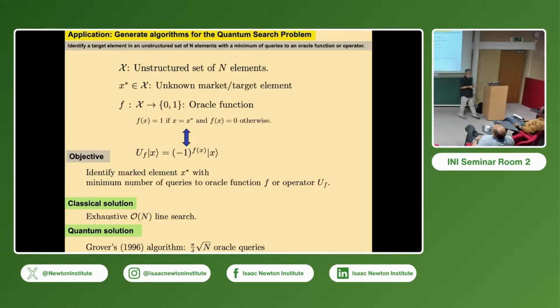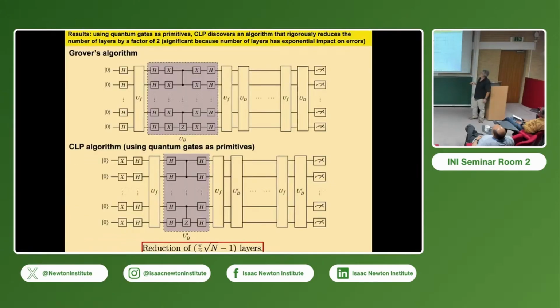So we apply the framework to this. And here the primitives are naturally what you call quantum gates. You have a natural set of quantum operations that you can perform on your quantum state, and this becomes our computational actions, essentially, that we're going to try to assemble. Using quantum gates as primitives, this framework discovers an algorithm that rigorously reduces the number of layers by a factor of 2. Now, this is significant because the number of layers has exponential impact on errors.